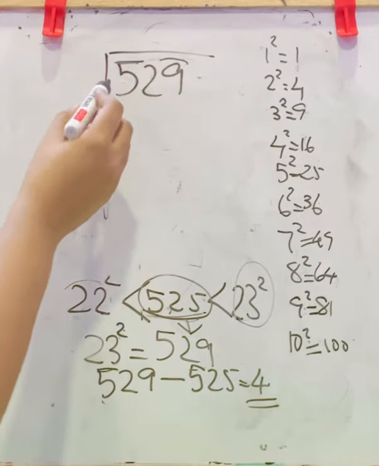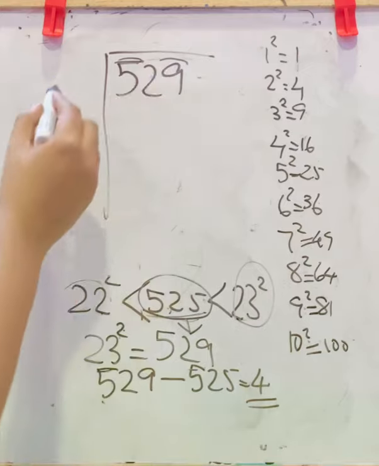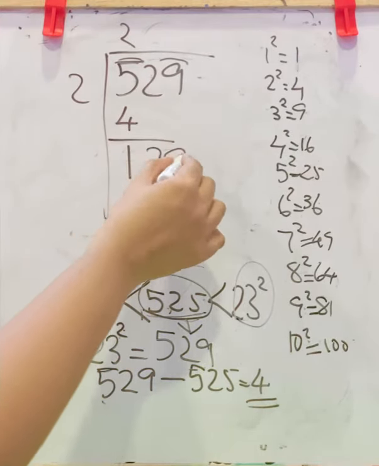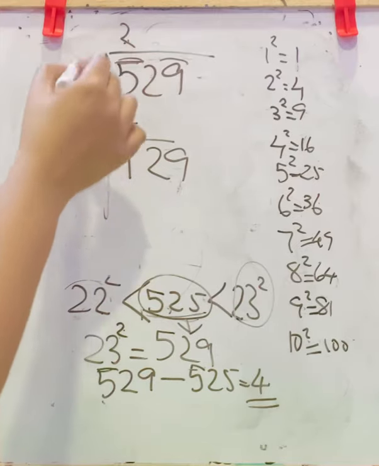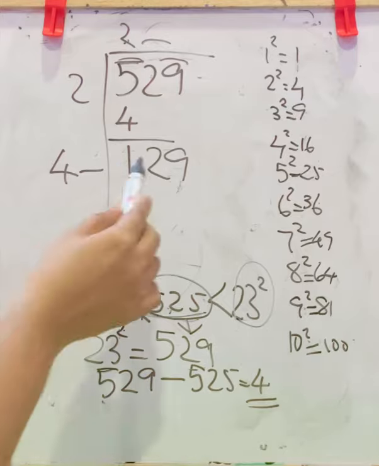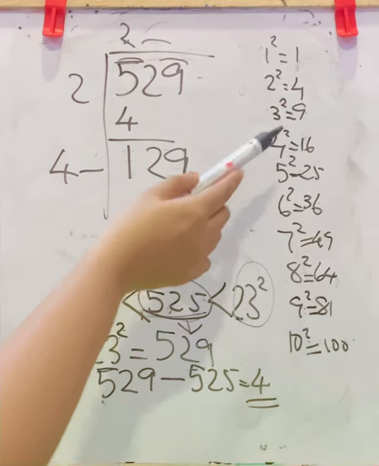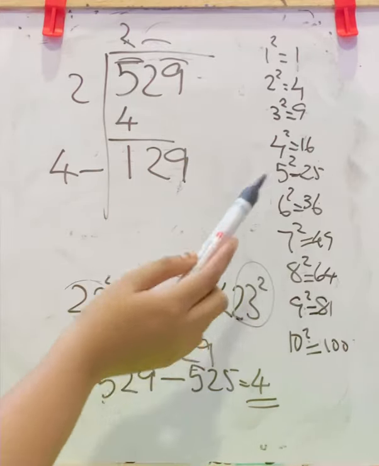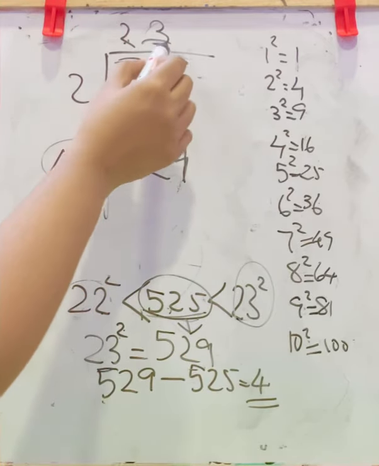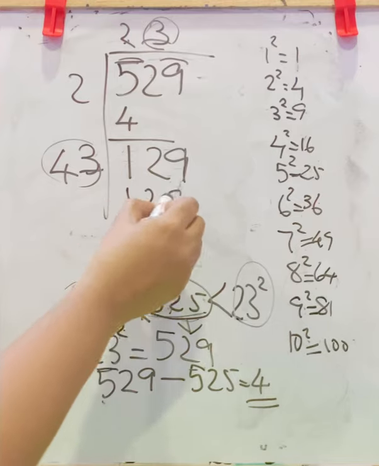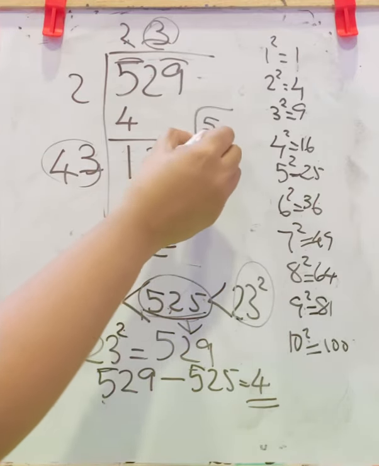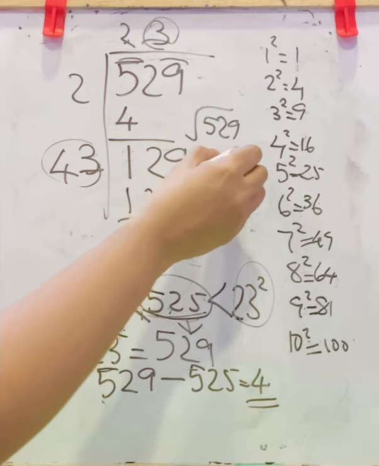Here pair it. 5 lies between 4 and 9. That is, 2 2s are 4. Balance is 1. Carry down this 29. Here double this 2, that is 4. 4 dash dash. This is a perfect square, we know, and ending with digit 9 means the digit will be either 3 or 7. Here we will first consider 3. 43 into 3 is 129. So we got the square root of 529 equal to 23.